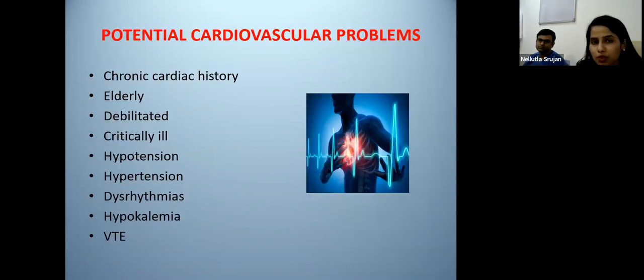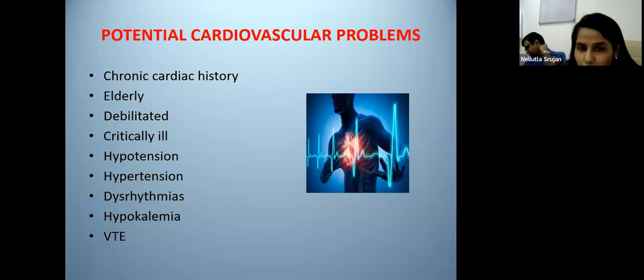So coming to some of the complications, system wise, there are various types of complications which we have to look into. Coming to the cardiovascular, we have a cardiac history. That's very important. Is there a patient with any cardiac history?